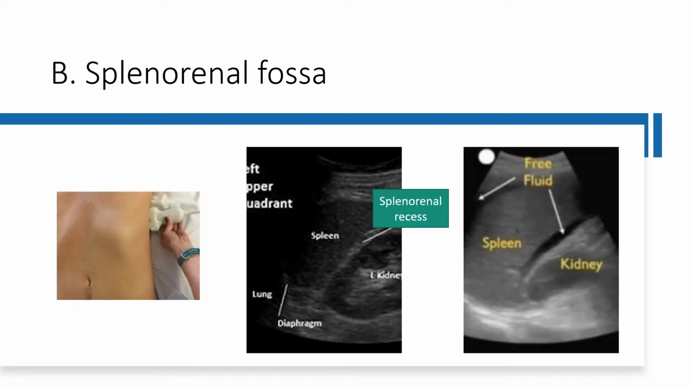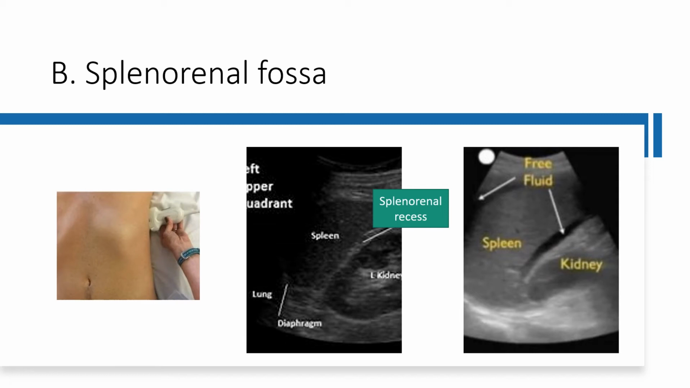So next is B, the splenorenal fossa view. You put the probe of the ultrasound on your right, which is on the patient's left, and you put the probe marker toward the patient's head at the coronal plane at the anterior line of the patient.